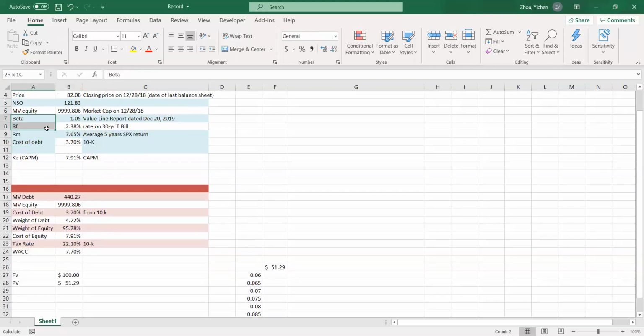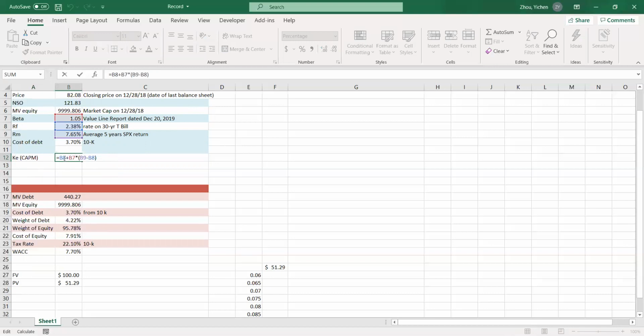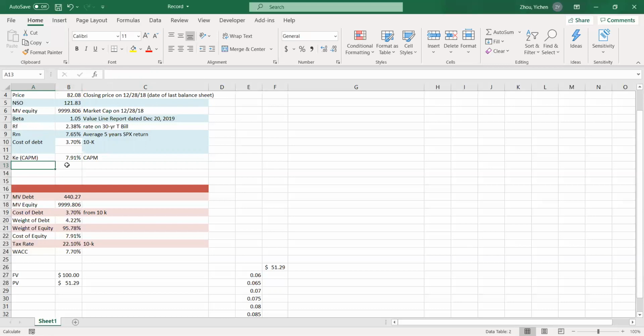After we have all three inputs, we can compute the cost of equity, which we write as E here, by using the CAPM model. Basically, that is the risk-free rate plus beta times the market risk premium. The market risk premium equals the return of the market minus the risk-free rate. So here we have a cost of equity of 7.91%.